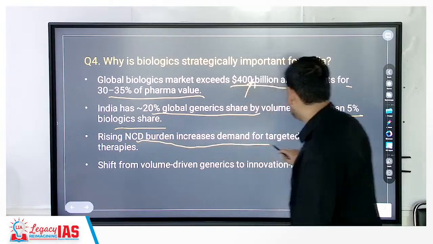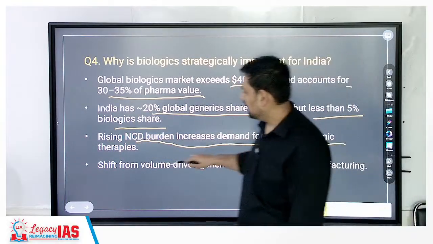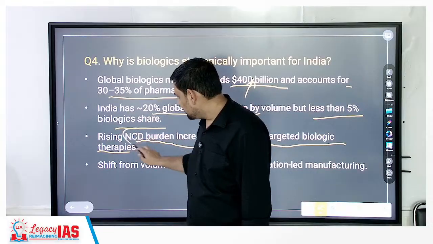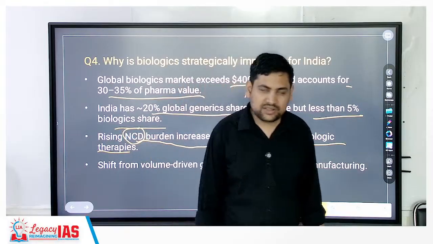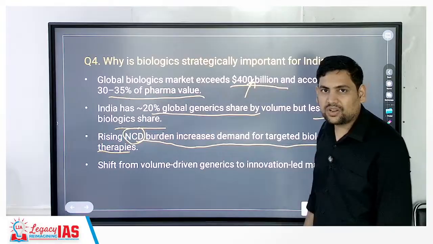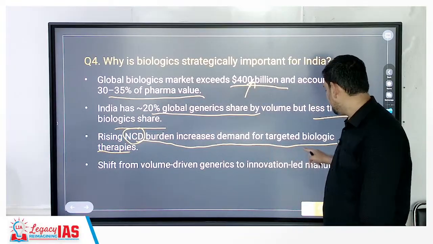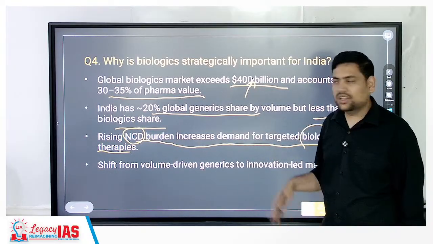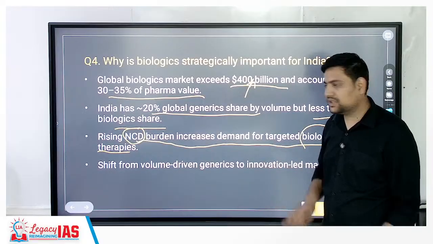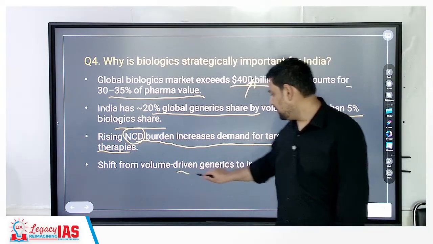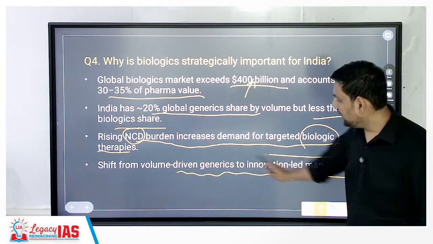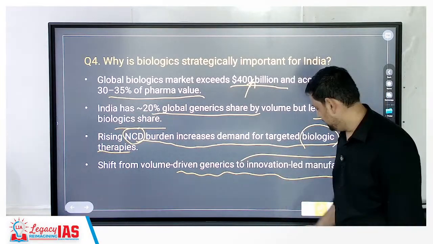Rising NCD burden increases demand for targeted biologic therapies. So non-communicable diseases burden is very high in India, diabetes, hypertension, all those. So for that also biologic therapies are required. So that increases the domestic demand also. Then shift from volume driven generic to innovation led manufacturing. This is our aim.